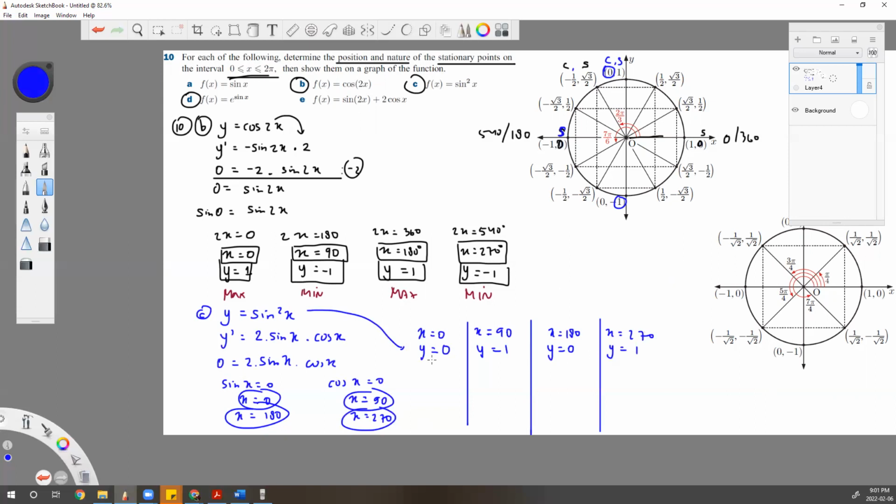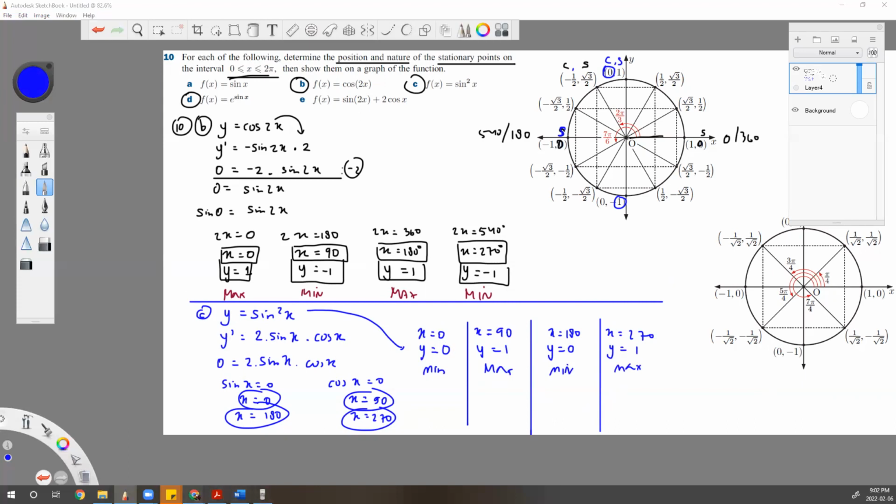So this will be minimum. This will be maximum. See, the lower part is minimum because this is stationary. Stationary is always extreme, either minimum, maximum, or inflection. In trigonometric function, we don't have the inflection point. Min, max. Let's prove with calculator.